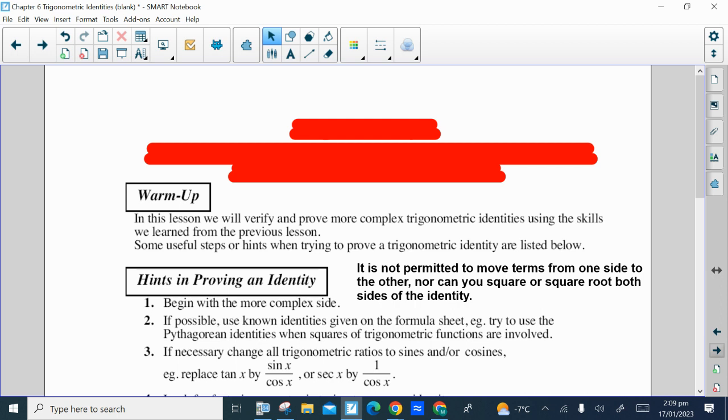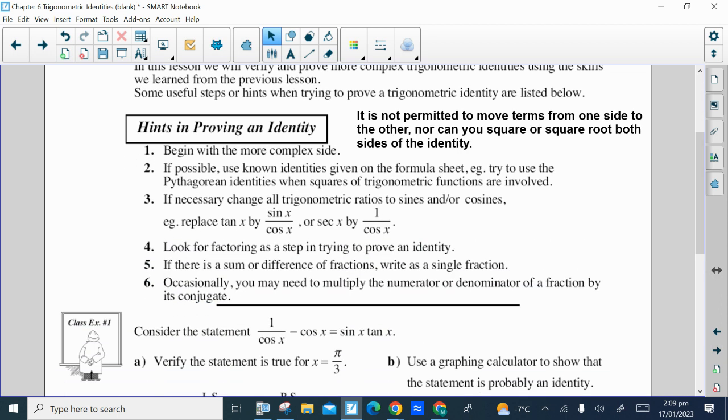The point of this lesson, and we'll do some more of this next class as well, is to show that the two sides are equal. You cannot assume that they are. You have to show that they are equal. So we're not dealing with equations, we're dealing with what's known as an identity. We want to know whether it's true or not. So, some helpful hints that we can use.